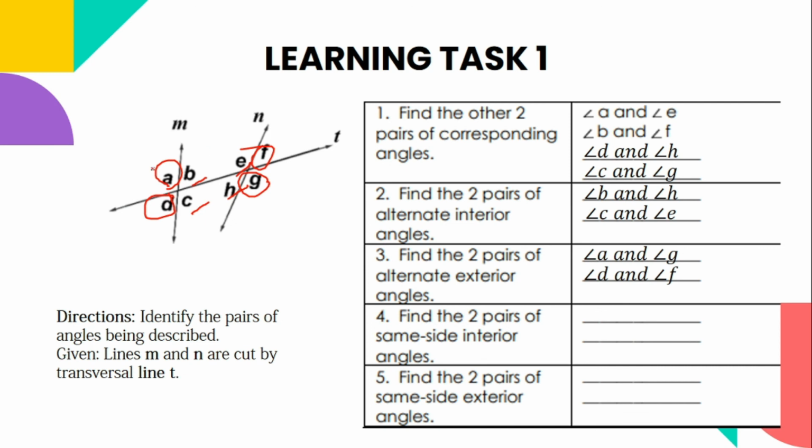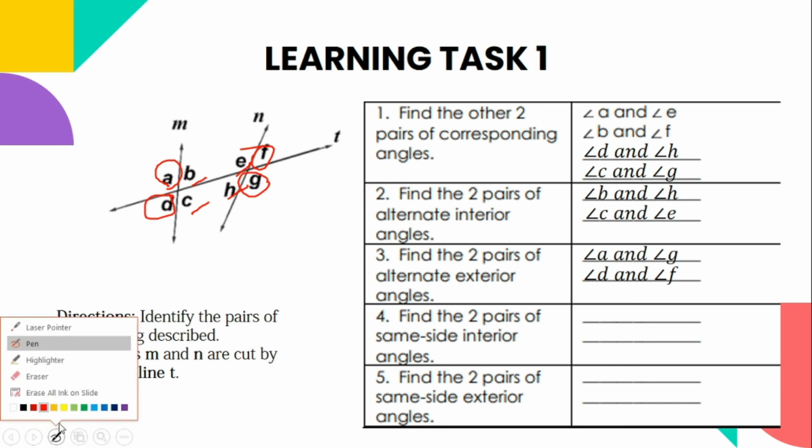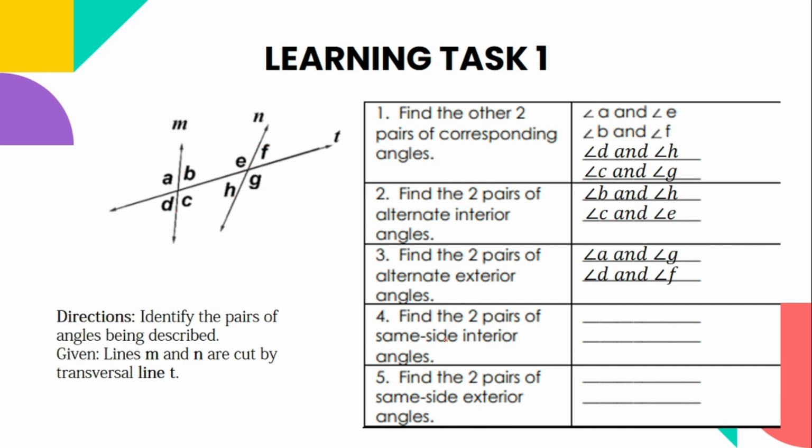Next, let's find two pairs of same side interior angles. Okay, so we have the interior angles B, E, C, H. Which of them are on the same side? Let's first look at which is our transversal. It's this T. Don't get confused, because it is vertical this time. Which ones are on the same side of our transversal? So we have angle B and E, they are on top, and then the other pair is C and H. They are on the same side and they are interior angles.